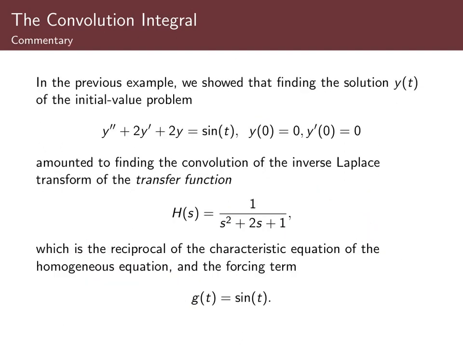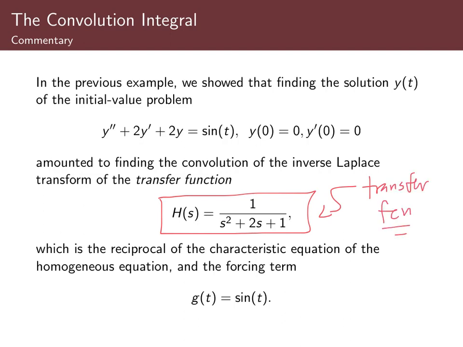In the previous example, we showed that finding the solution of the initial value problem amounted to finding the convolution of the inverse Laplace transform of this function H, which is 1 over the characteristic equation of the homogeneous equation. This, the reciprocal of the characteristic equation, is called the transfer function, especially so in the engineering literature. And so to find the solution in this particular case, we just had to find the convolution of the inverse Laplace transform of the transfer function with the forcing term.